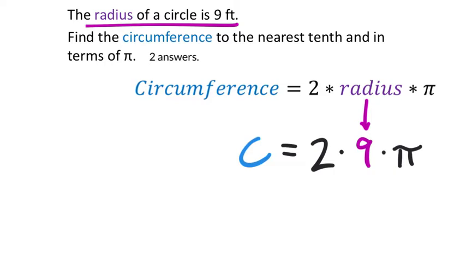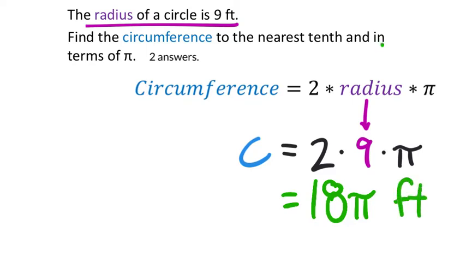So in my calculator, I just type this in, 2 times 9 times pi, and the calculator gives me my first answer in terms of pi. Okay, the calculator says, all right, you want the circumference, you did 2 times 9 times pi. On my calculator, it says 18 pi. Now, I will label that. But this one is in terms of pi. That's this one right here, okay?